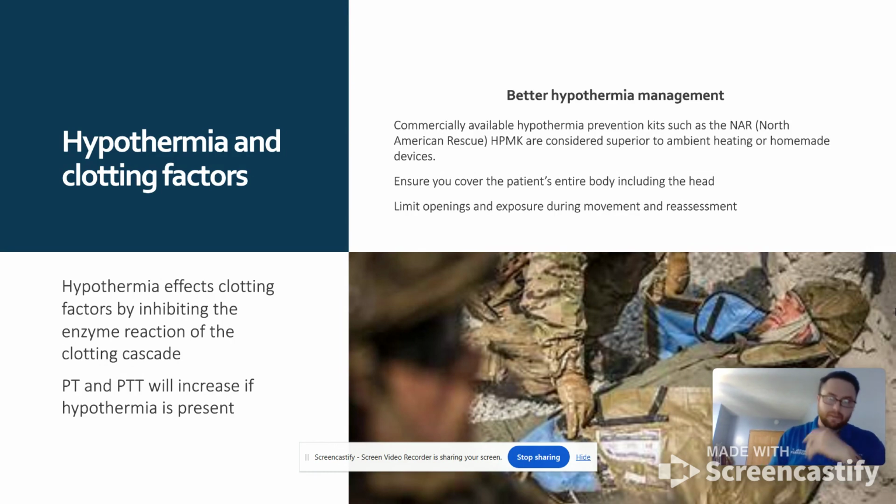And as we said before, make sure that we cover the patient's head. We've all been out in the cold before, and if we don't have a hat on, a lot of that heat escapes through our head. Another thing that we want to consider is limiting the openings and exposure during movement and reassessment. We're going to have to take serialized vital signs. We're going to have to check to make sure that our treatments and our interventions are still holding up. So when we do that, we want to open, check, close back whatever we're using for our hypothermia prevention. That's really important because we don't want to leave all that stuff exposed and leave the ability for them to become hypothermic.